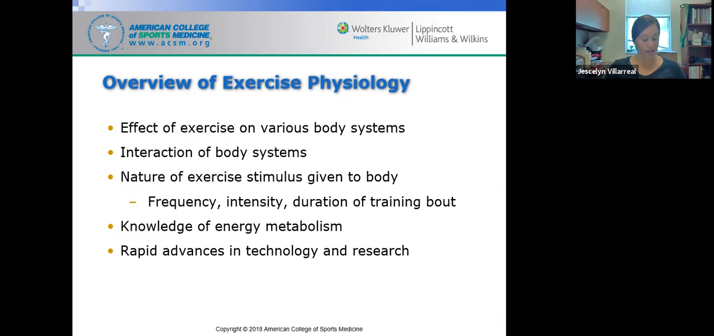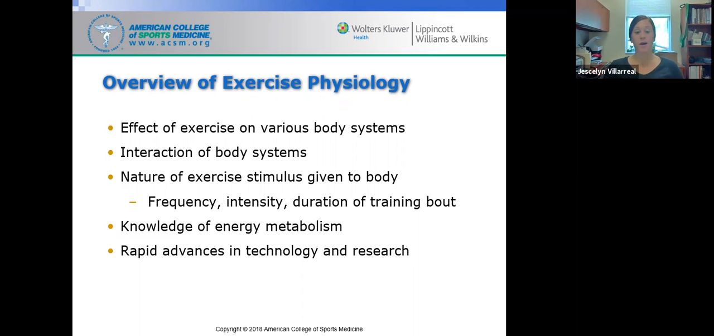With nature of exercise and the stimulus given to the body, again, we're looking at frequency, intensity, duration. We've looked at the FIT principle in the past, I'm sure. And we also want to understand how energy metabolism plays into the effects of exercise and the body. So the personal trainer, you're going to determine the frequency, intensity, duration to maximize the benefits for your clients.